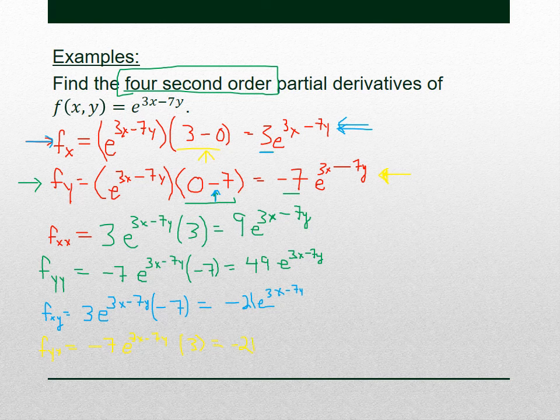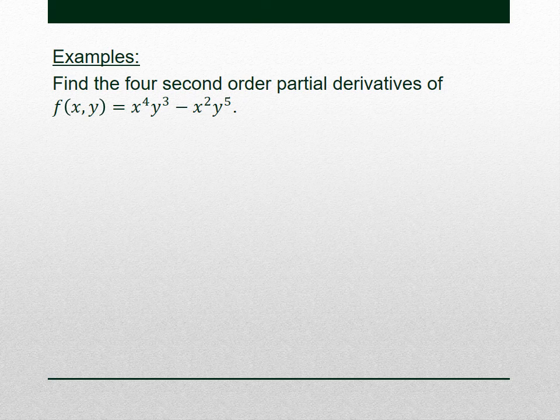All right, so let's find fyy. So that means we're going to go to the partial derivative with respect to y and take the partial derivative with respect to y again. Okay, so minus 7, that's going to come along for the ride. And then we're taking the partial derivative of e to the 3x minus 7y. So for the e, chain rule, copy it down just like we have been. Of this function here.